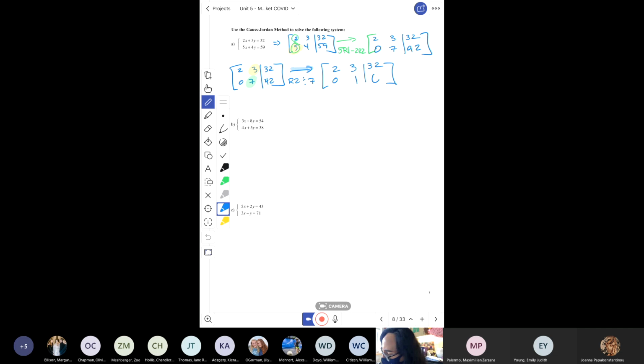6. So technically, I already know what y is, right? What is y? 6. Okay, but that's not good enough. I have to get the solution matrix. And remember, the solution matrix looks like this for a system of 2 equations and 2 unknowns. So that means I need to get here. How am I going to get a 0 there? What row operation am I going to perform?